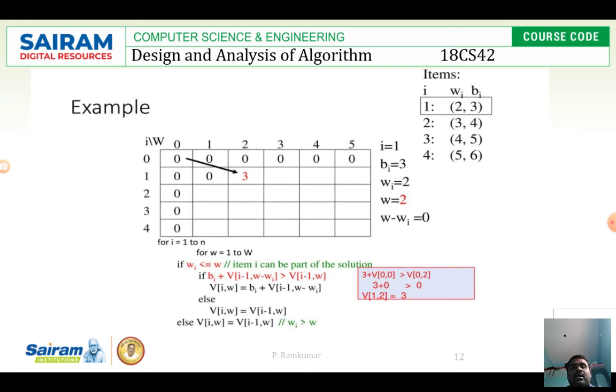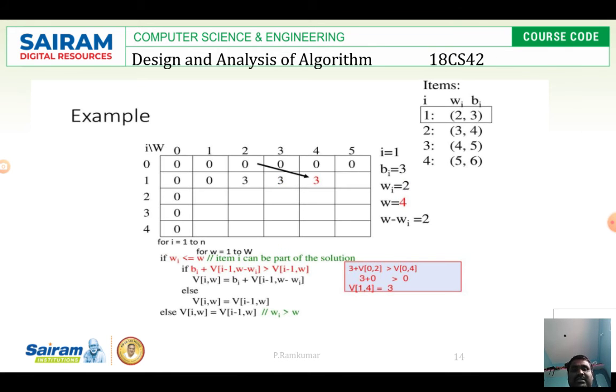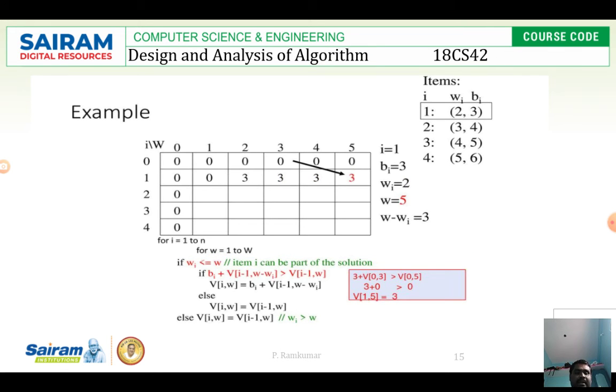Now the remaining 3, 4, 5 I cannot fill up anything new because the first object weight is 2. So 2 kilograms of weight of an object can be filled into the bag. For that I had written the benefit. Then the remaining cannot be chosen, so everything will be 3. Next also 3. Next also 3.